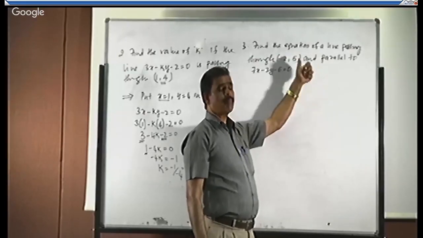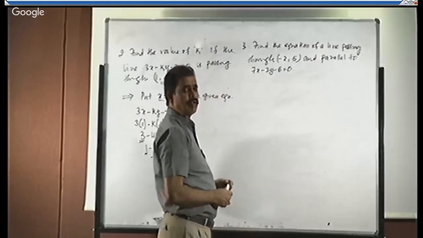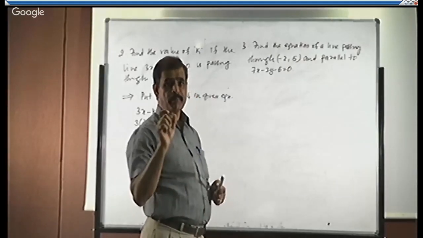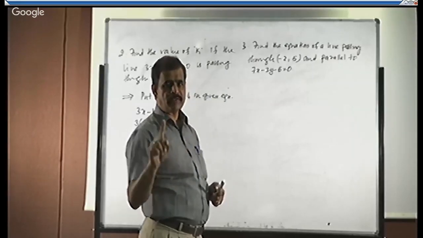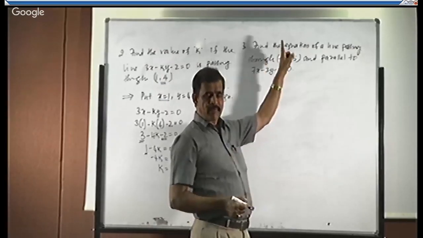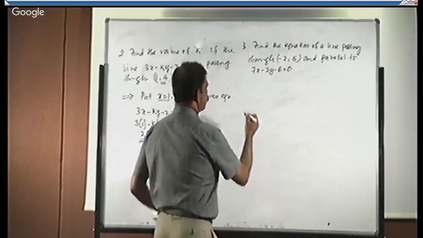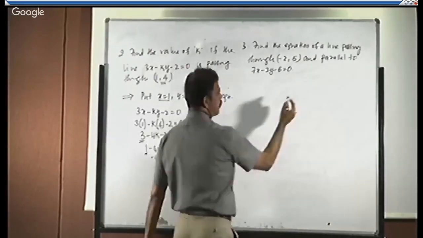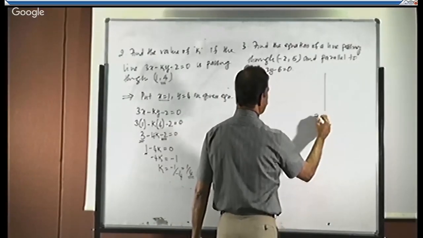If they give parallel or perpendicular, what procedure do we need to follow? As we know, when two lines are parallel, their slopes are the same. When two lines are perpendicular, the product of the slopes is what? Minus 1. Using that condition, we can get the slope of the required line using the given line. Okay. So what procedure do you need to follow? First, get the slope of this line. See, this is one line whose equation is known.